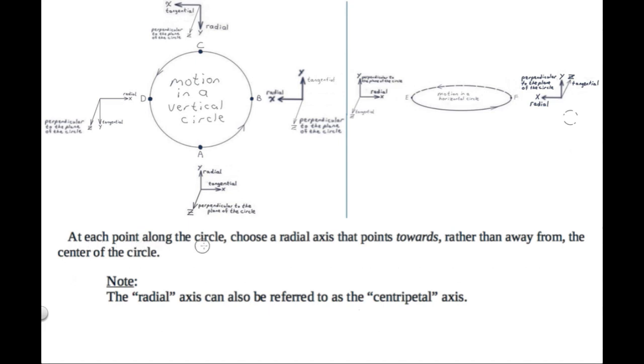At each point along the circle, we choose a radial axis that points towards, rather than away from, the center of the circle. At points B, D, E, and F, the radial axis is the x-axis. At points A and C, the radial axis is the y-axis.